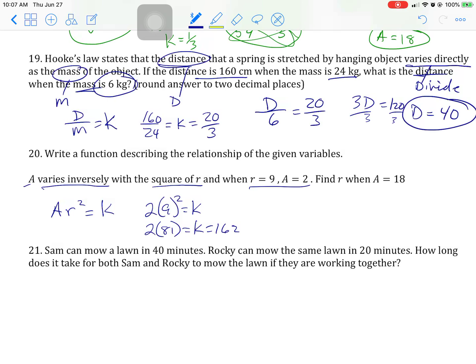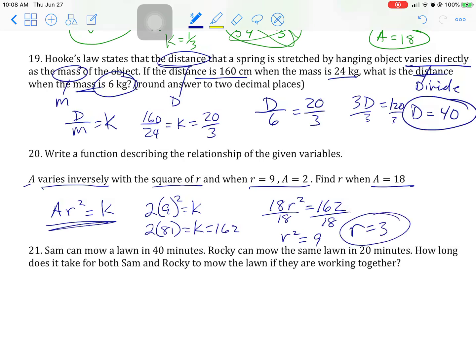All right, so set that up again with the new information of A being 18. So 18 is where A goes, and we don't know R, but I know that K is 162. All right, we're sticking with this formula right here. Divide by 18. 162 divided by 18 is 9, so R equals 3.